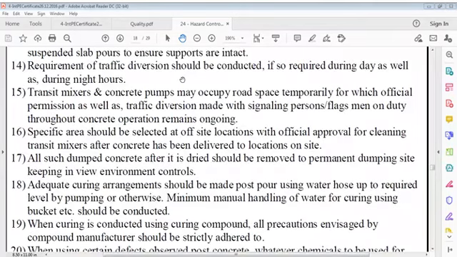Then traffic jam should not be allowed. To clear a jam, you have to engage your own security people to divert traffic, or you have to take help from police. Whatever arrangement is indicated, that should be taken care of. You have to deploy your own personnel for ease of direction of traffic.